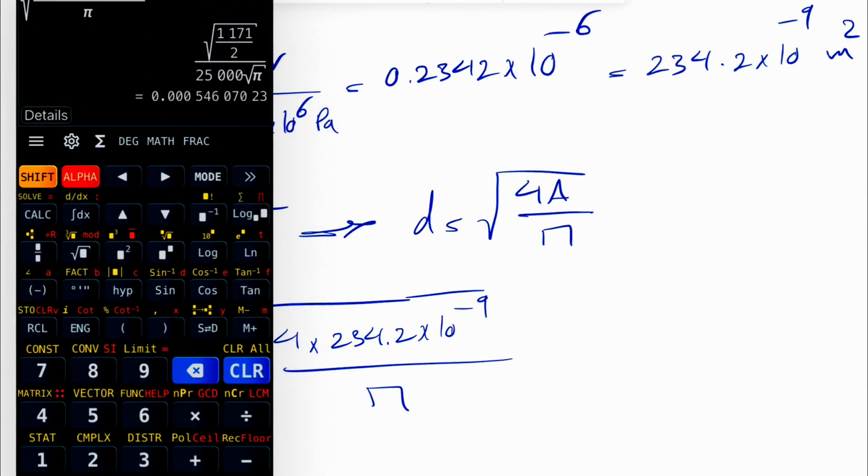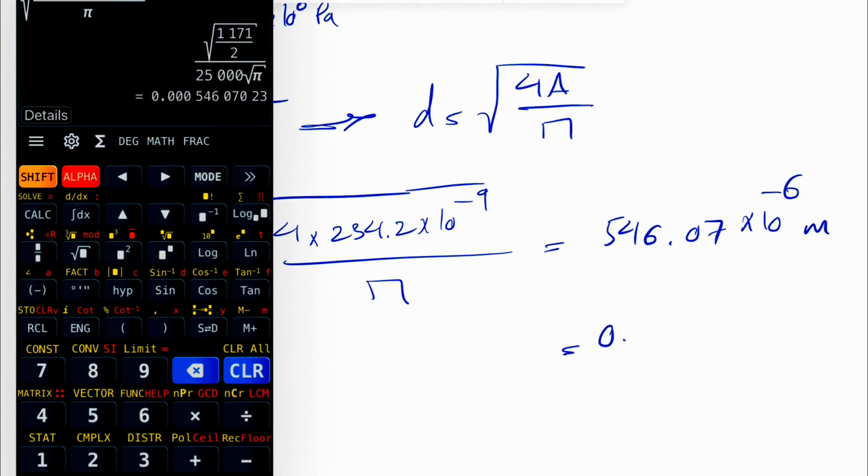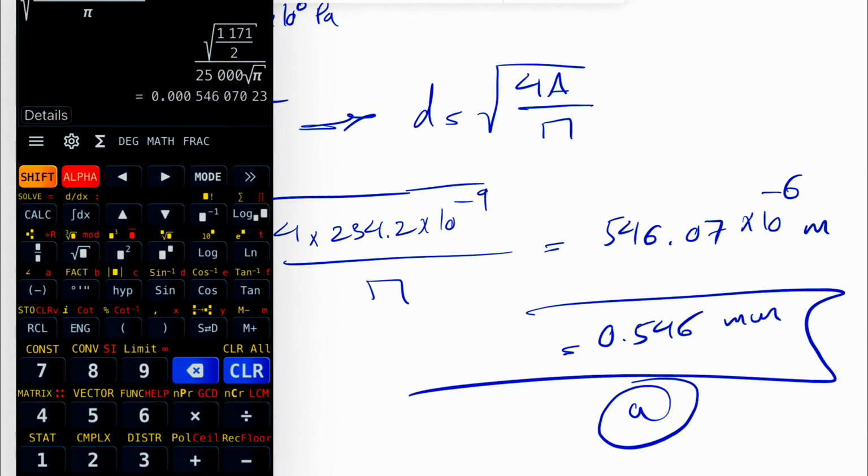So this is going to give us, if we just multiply everything by 10 to the minus 6, 546.07 micrometers, or we can just write it down as 0.546 millimeter as the diameter for the thread. And that's the final answer for this question.